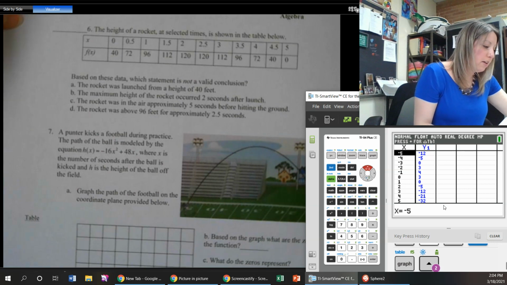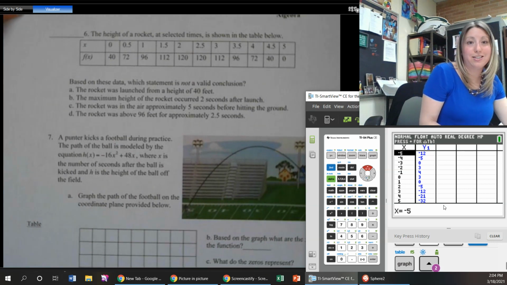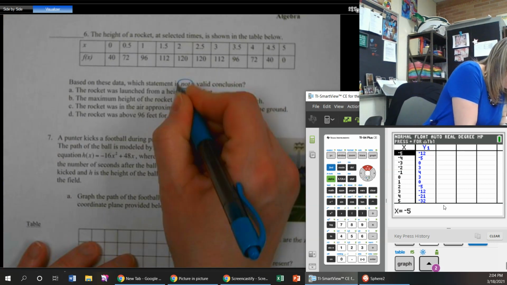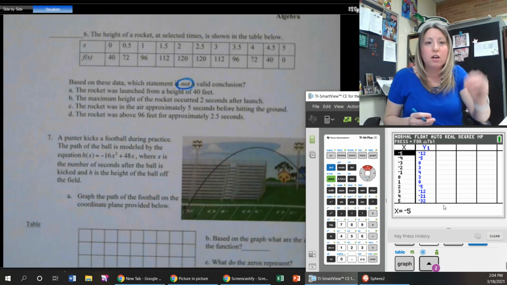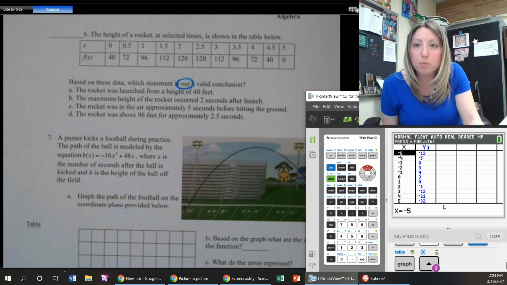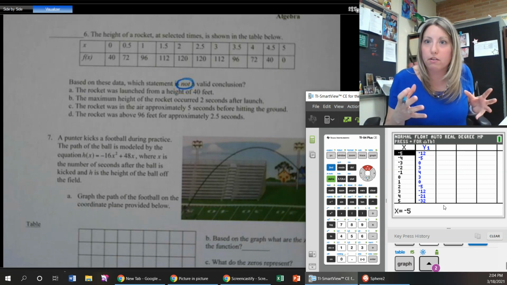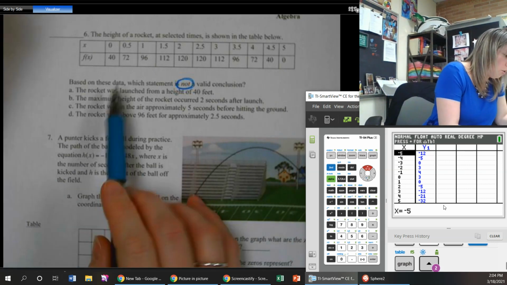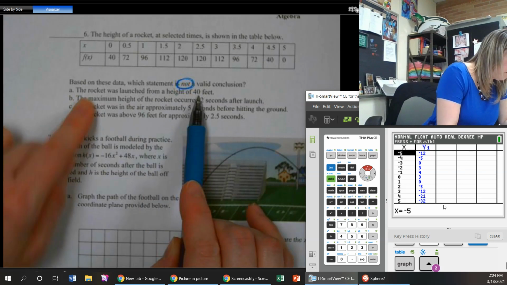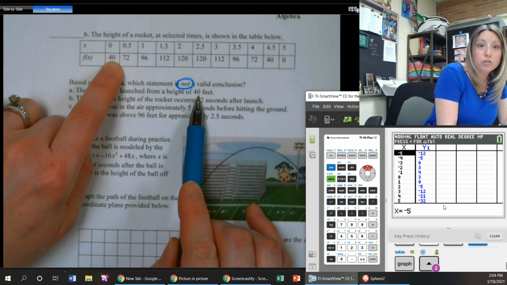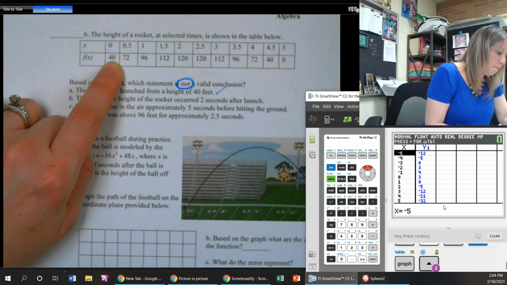Then, of course, we're given a table and we have to figure out what's not a valid conclusion. So you want to make sure you read it carefully. Three choices will be valid, one will not be. So when it comes to something like this, be very careful, right? The rocket was launched from a height of 40 feet. Yup, because 0, 40. So we started out 40 feet high.